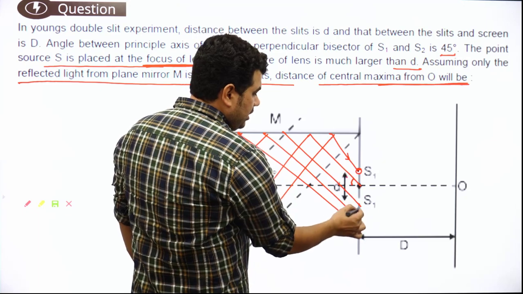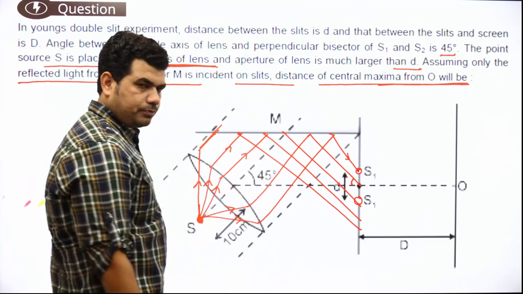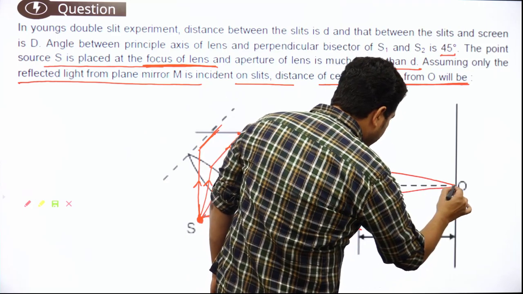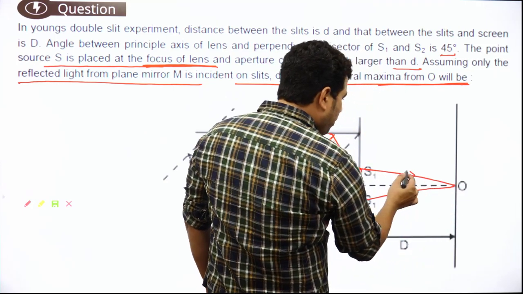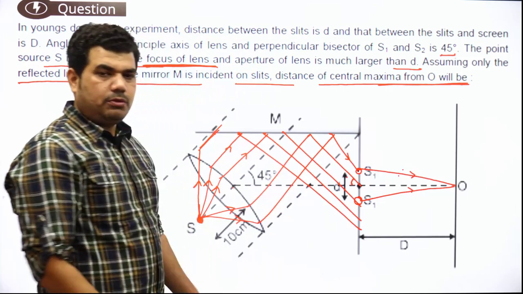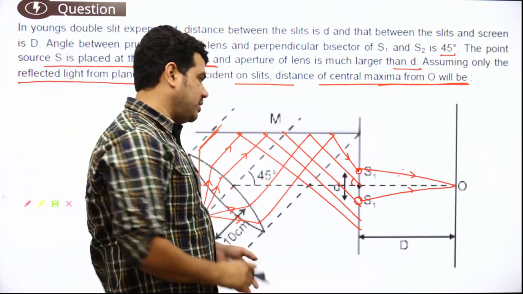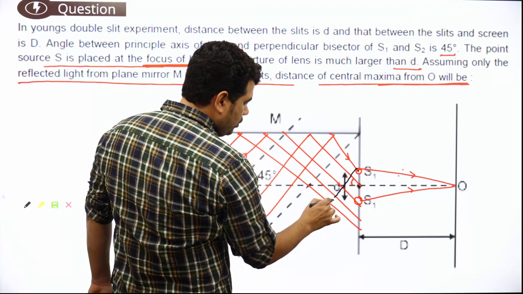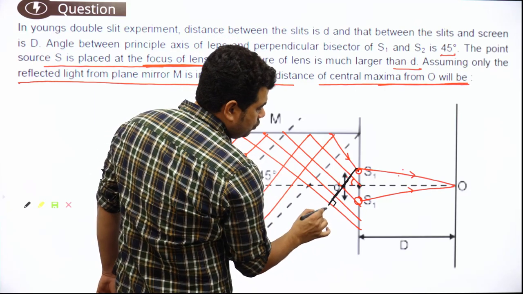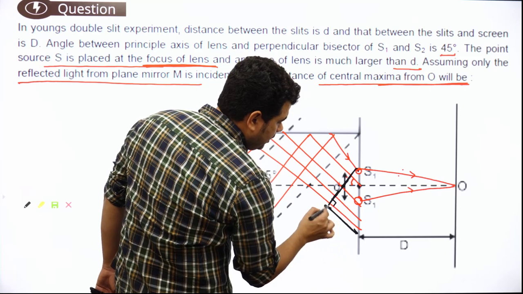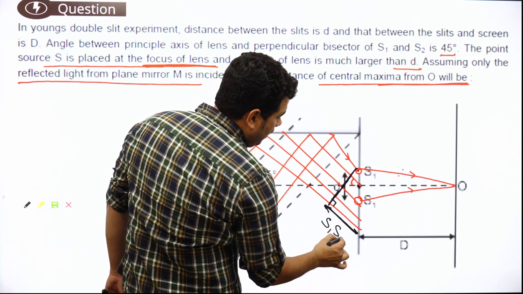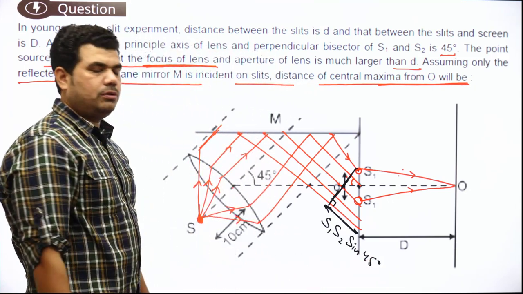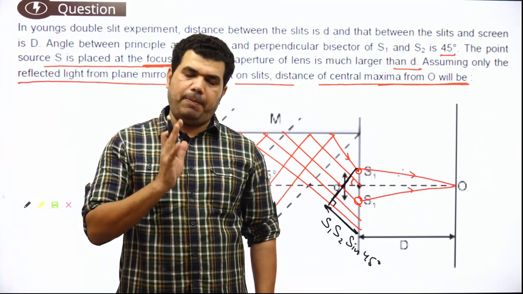This is S1 slit and this is S2. If they are going like this, they have no path difference on that side, but they have path difference here. You can see if we drop this perpendicular, this is S1, S2 sine 45. Right? They have a path difference.